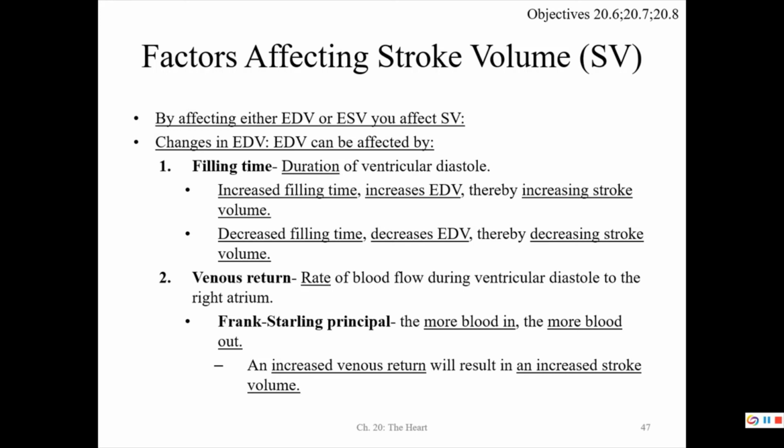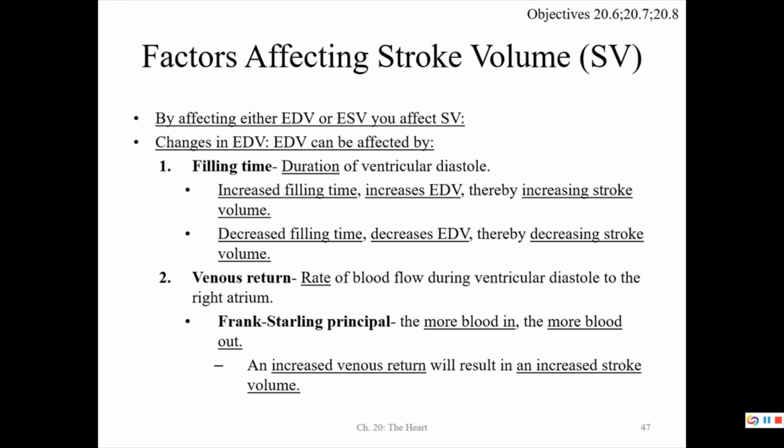More blood in, more blood out. This is called the Frank-Starling principle. Tattoo that on you somewhere. Tattoo that on your wrist. More blood in, more blood out. Then stroke volume increases as a factor of increased venous return. The Frank-Starling principle must be known.